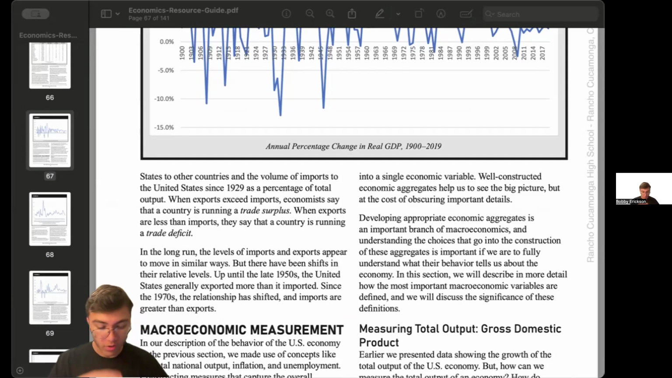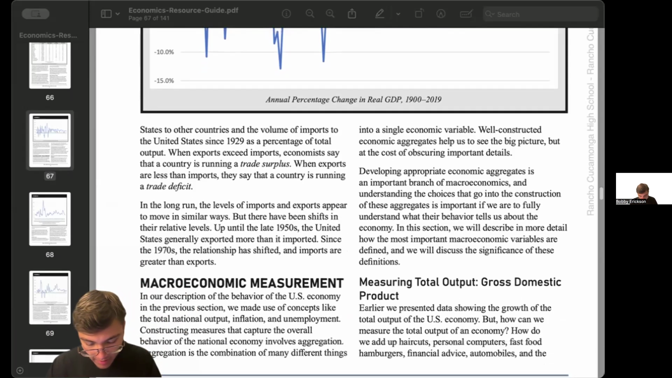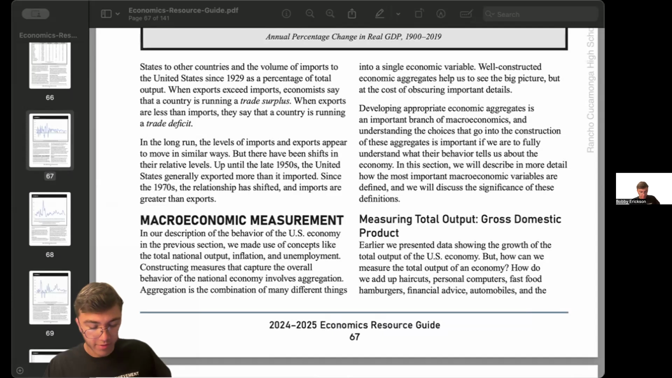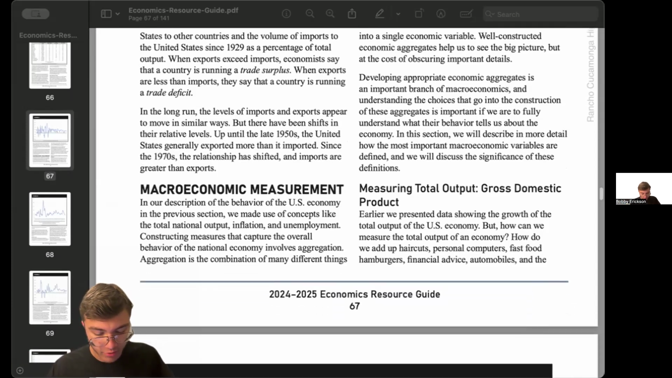Now, overall, on a long-term scale, imports and exports usually move in similar ways, but there have also been shifts in their relative levels. Up until the late 1950s, the US generally exported a whole lot more than we were taking in and importing. But since the 1970s, our imports are greater than our exports. So we could say the United States, up until the 1950s, was running a trade surplus, but since the 1970s, we have been running a trade deficit.